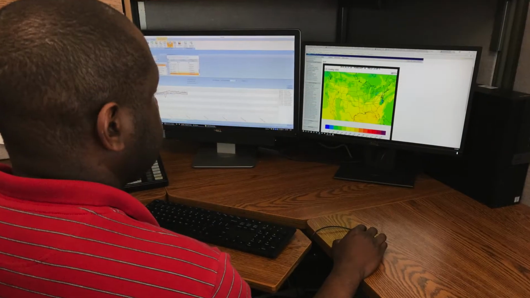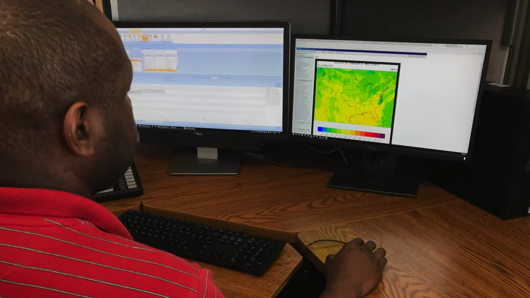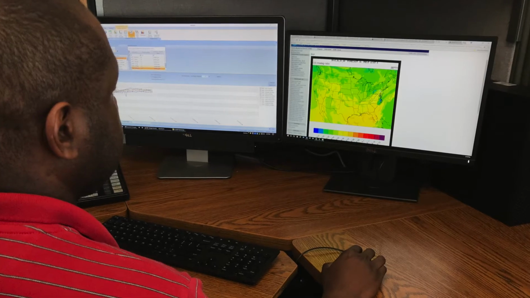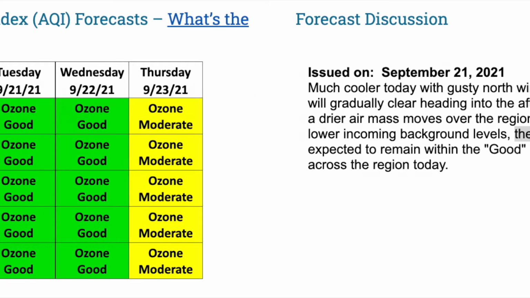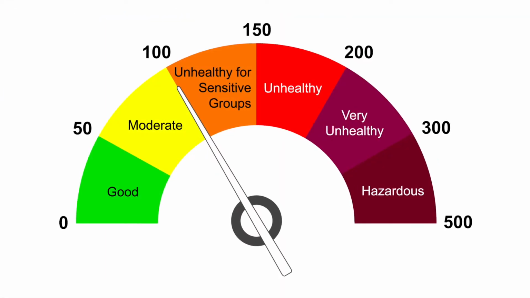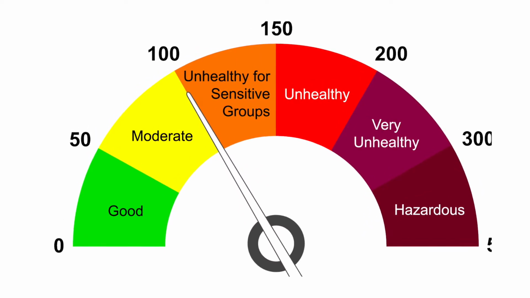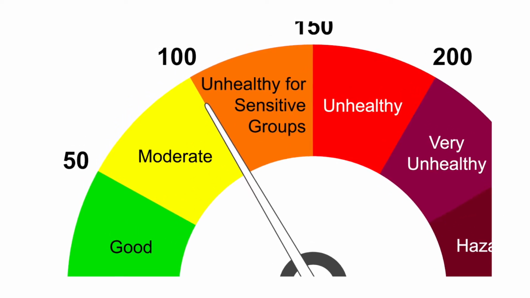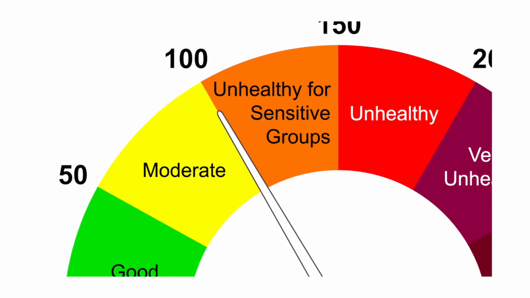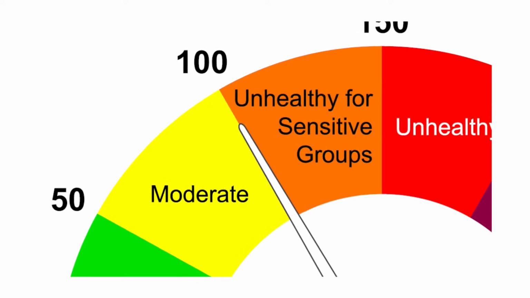Using this data alongside weather forecasting models, a DEQ team of meteorologists releases a daily air quality index, or AQI, for ozone, covering 5 regions: Oklahoma City, Tulsa, Lawton, Northwest Oklahoma, and McAllister. The AQI is a number and a color that simply describes the conditions of the air. If the AQI is forecasted to be unhealthy for sensitive groups or worse, the DEQ will notify local municipal governments who use their Ozone Alert programs to notify the affected regions that conditions are expected to reach unhealthy levels and precautions should be taken.